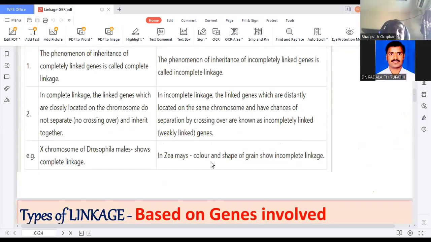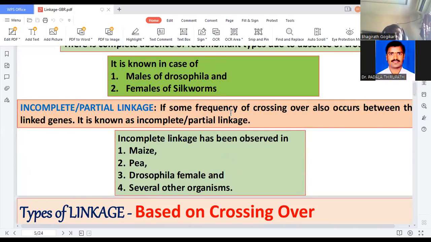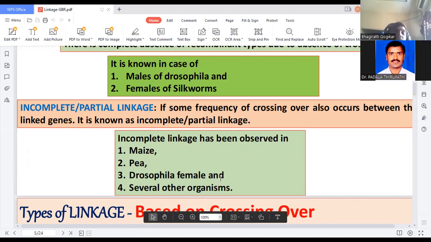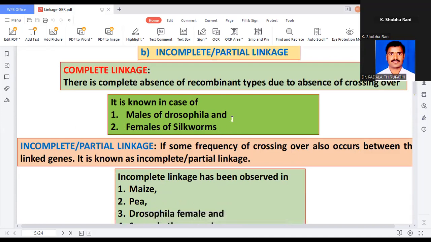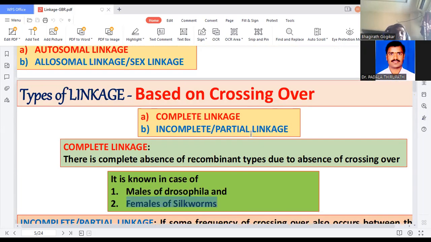In maize, color and shape of the grain show incomplete linkage. The X chromosome of Drosophila melanogaster shows complete linkage. These are the best examples for complete and incomplete linkage. If some frequency of crossing over also occurs between the linked genes, it is known as incomplete or partial linkage. Examples are maize plant, pea plant, Drosophila female, and several other organisms. Complete linkage is present in males of Drosophila and females of silkworm.